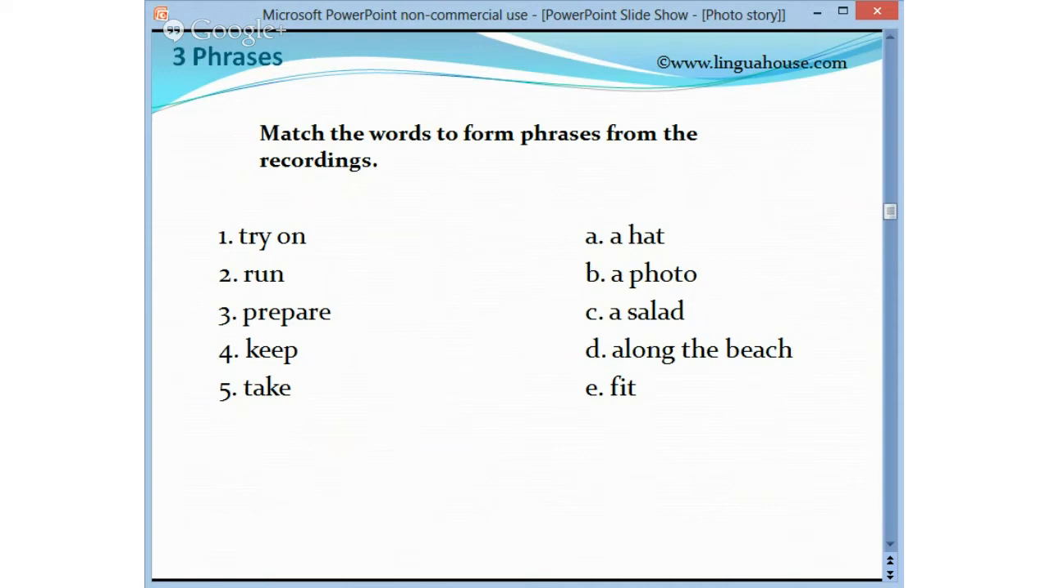Can I get, who is it, Luis? Number one, read number one, and then match it to the letter, please. Number one, try on a hat. Try on a hat. Very good. And Ricardo, number two? Ricardo, are you there? I'm here, teacher. Along the beach. Right. Run along the beach. Good. And Ruby? Number three? Prepare a salad. Good. And Tiago, number four? Keep fit. Yes, keep fit. And Winnie, number five? Take a photo. Very good. Okay.